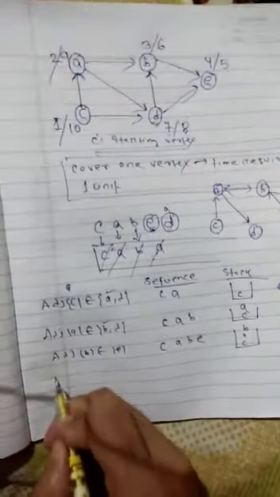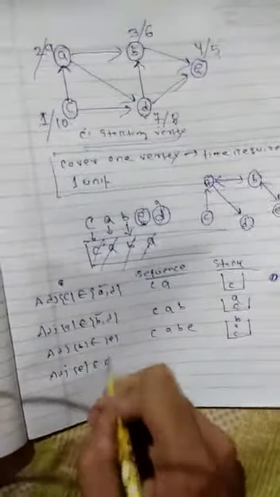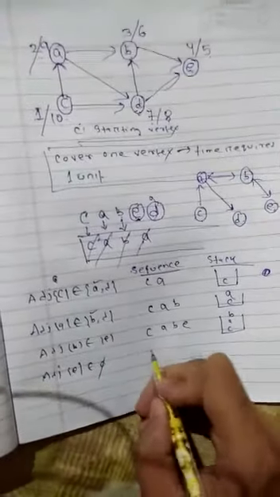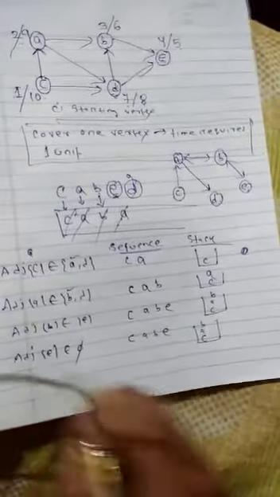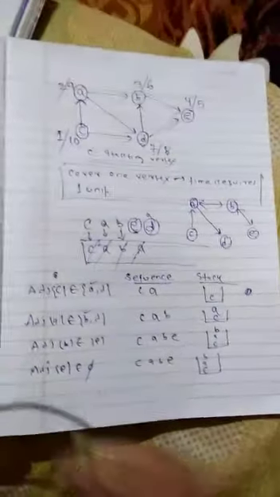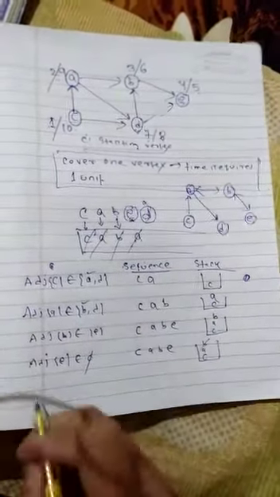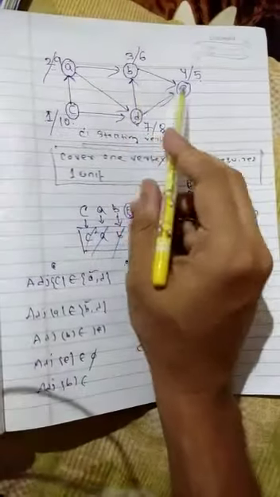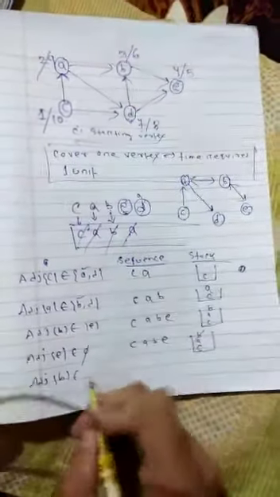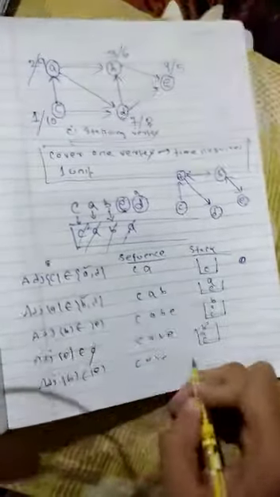Next, what is the adjacent of E? Adjacent of E is only B, which is already visited. That means the sequence has no changes, that is C, A, B, E, and the stack is C, A, B. No need to add E into the stack. Then you have to perform backtracking. So B will be popped and we calculate the adjacent of B. Adjacent of B is E. E is already visited, so no need to add it to the stack.